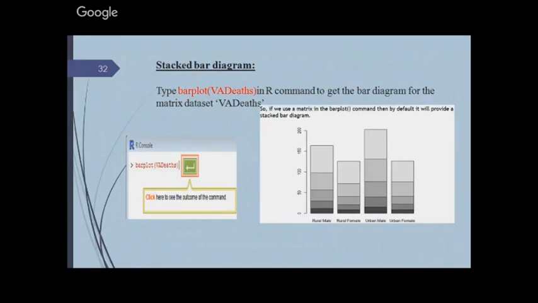Barplot, simply within brackets VA deaths. So what is the change? Have you noticed? What is missing now in this command? Barplot within brackets, name of the data set. Syntactically, what is missing? I am taking all the columns.